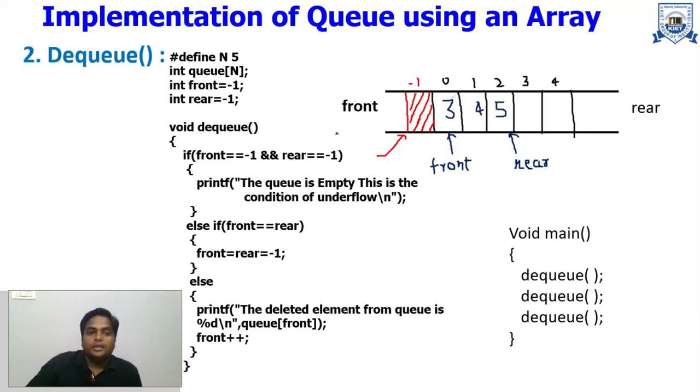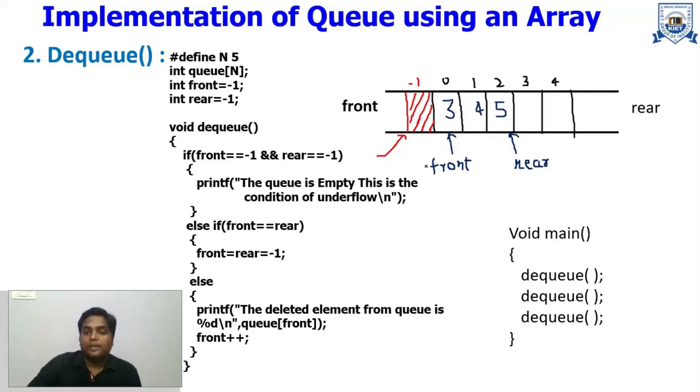So first of all we have to check whether the queue is empty or not, because if the queue is empty, then we cannot perform the delete operation. So first of all we check if front and rear are equal to minus 1. If they are, then we simply flash a message that the queue is empty.